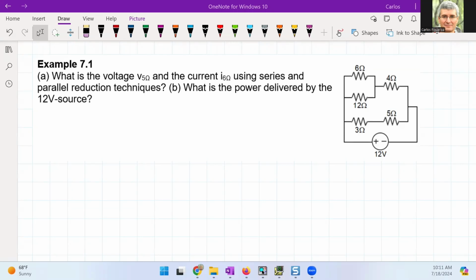Example 7.1.A. What is the voltage across the 5 ohm and the current through the 6 ohm using series and parallel reduction techniques? Finally, what is the power delivered by the 12-volt source?